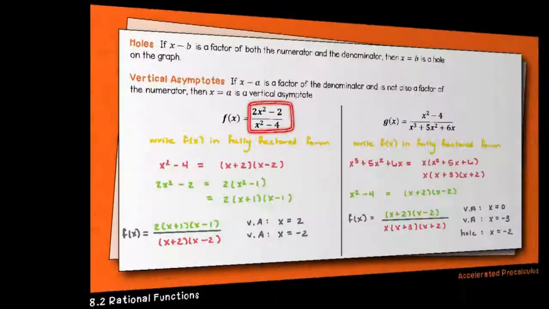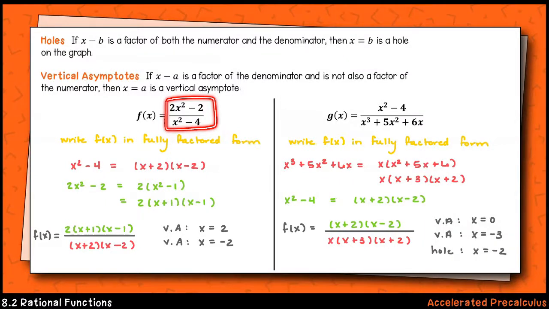On the left-hand side, we have a rational function consisting of 2 quadratic polynomials. Go ahead and write f of x in fully factored form. We have two unique factors in the denominator, and they are not also present in the numerator, so this rational function is already in lowest terms. We classify these discontinuities as vertical asymptotes, so x equals 2 and x equals negative 2 are both restricted from the domain, and they are both vertical asymptotes.